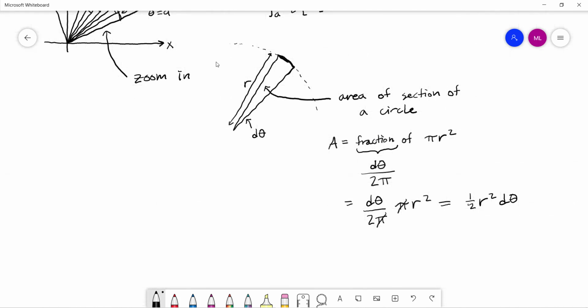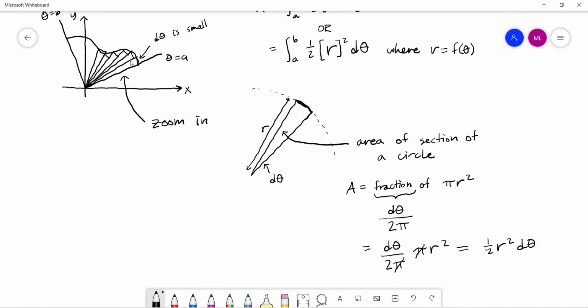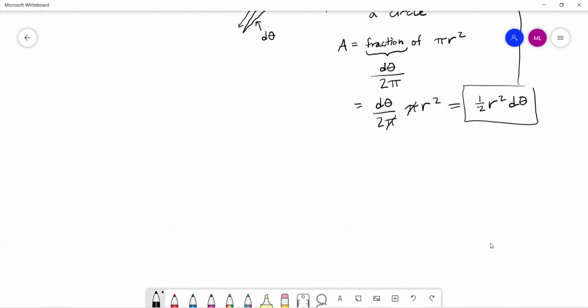Then what do we do with all these areas of all these little pieces? We add them up, and that's where the integral comes from. This piece right here is why we're plugging in this piece right here. It's a little tiny sliver of area. So that's where this formula comes from. We're adding up a bunch of these little tiny slivers of the full circle.